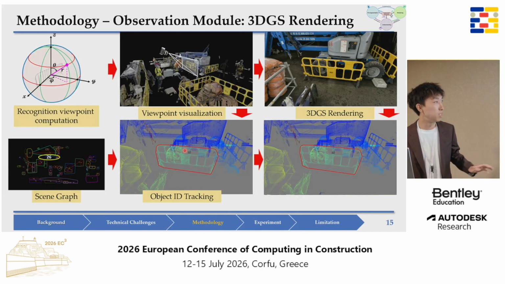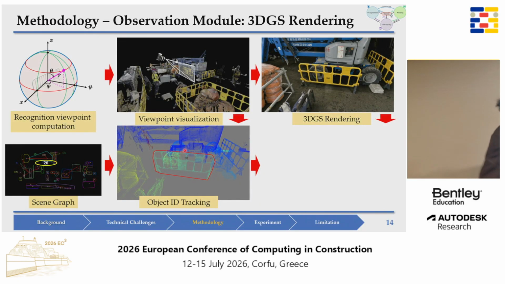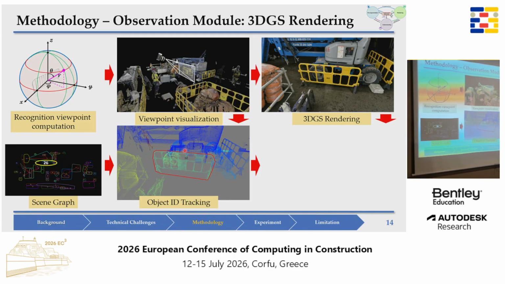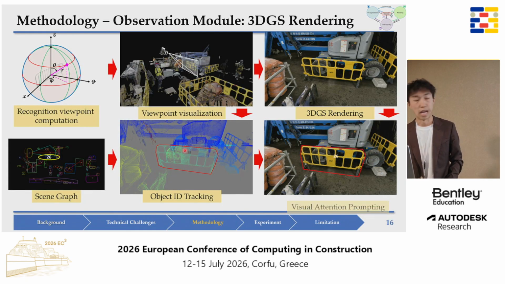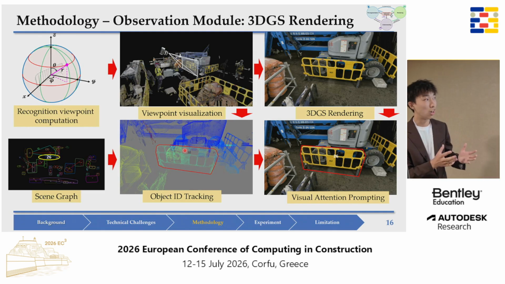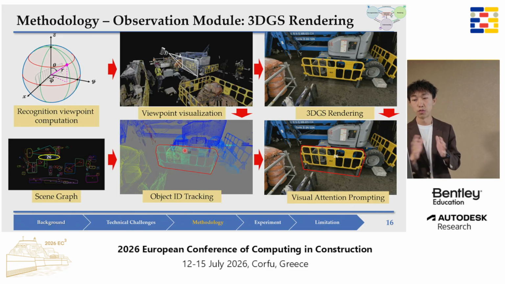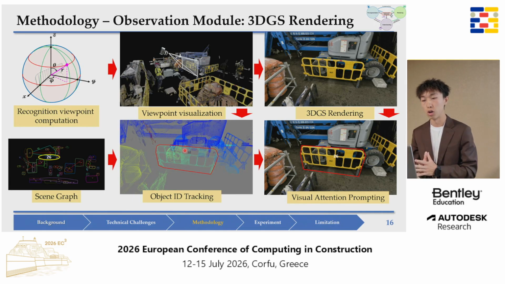And the next step is the most important step. We will overlay this polygon onto the 3D Gaussian rendering, like shown here. So here we got a high resolution image and also the bounding polygon and also the class ID. And then we will feed all this information to the large language model.